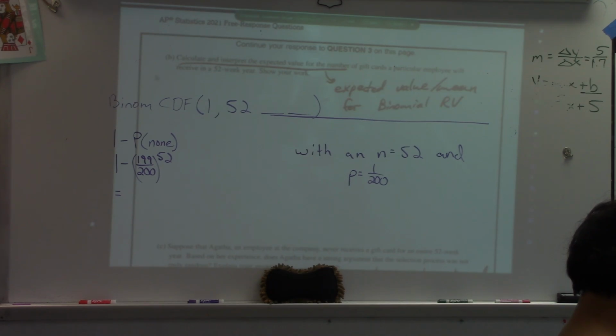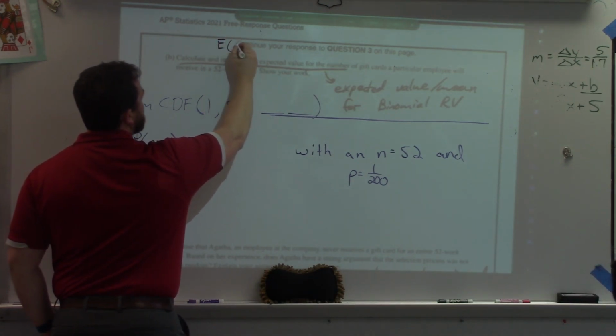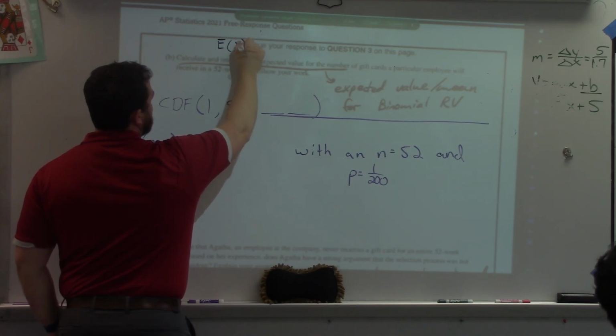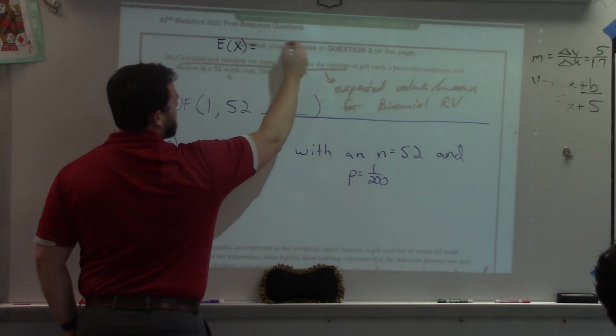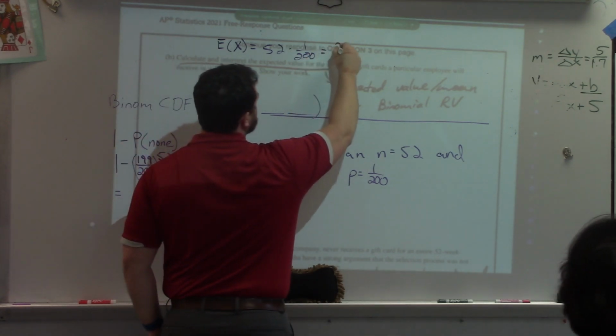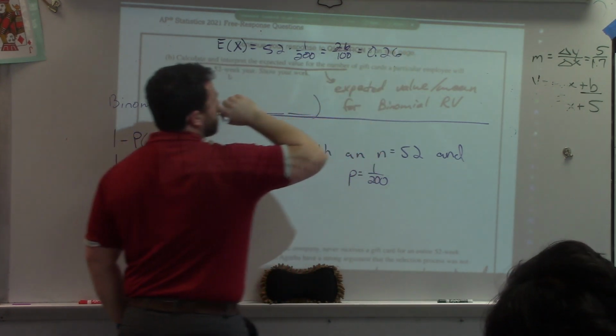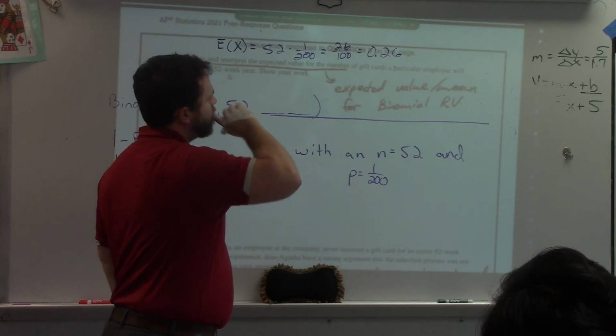I'll draw it more. So just remember here, it's 1 out of 200 times 52. So what's the expected value? 0.26, probably. You just do 52 out of it. I'm going to go back to A in a second, but the expected value of the random variable x is equal to n, 52, times 1 out of 200. 0.26. Good job, Peter.